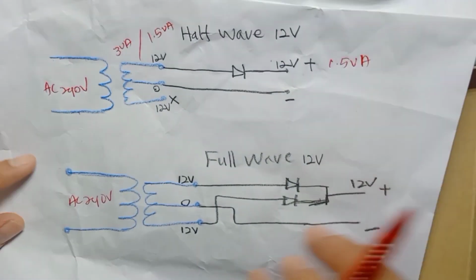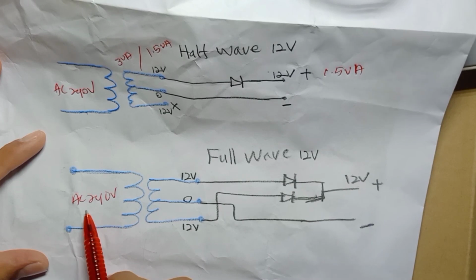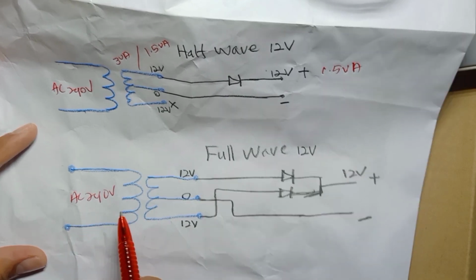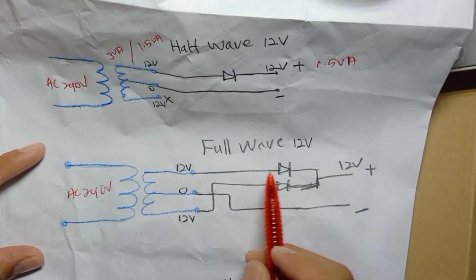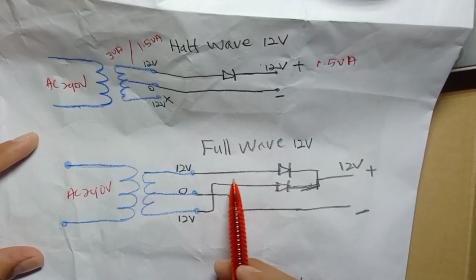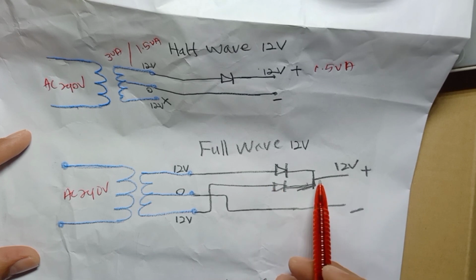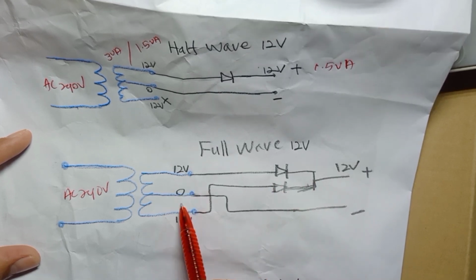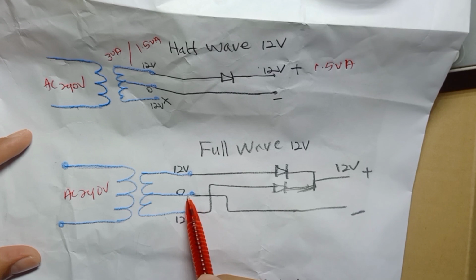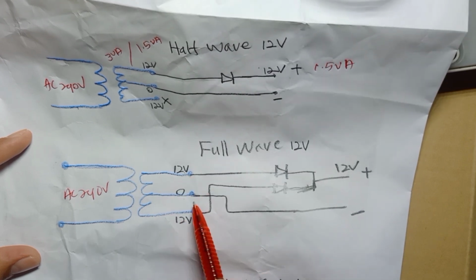And the second position, we can use this transformer. So AC, the input is the same. This is what they purposely designed for, to use the full wave. So 12 0 12, then we get here 12 12 0 12.